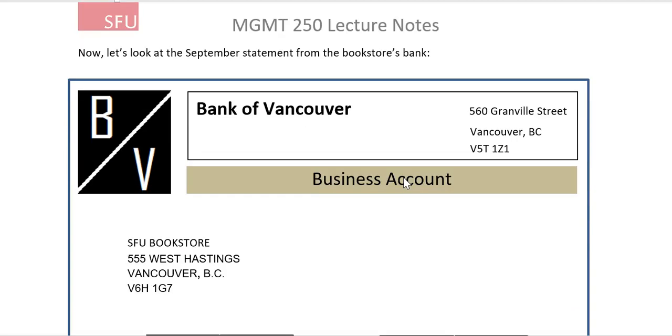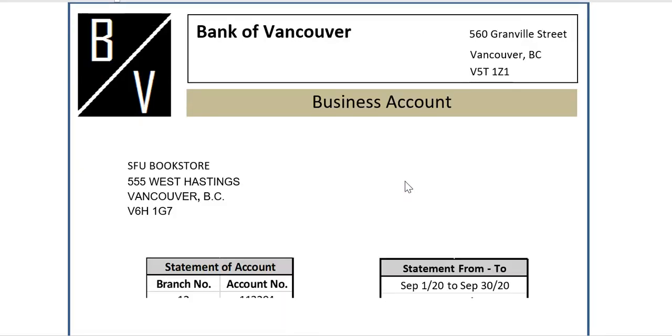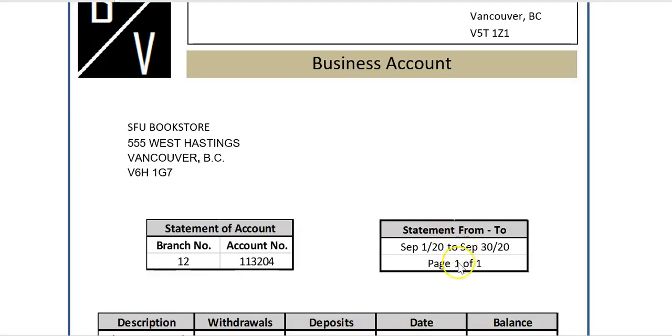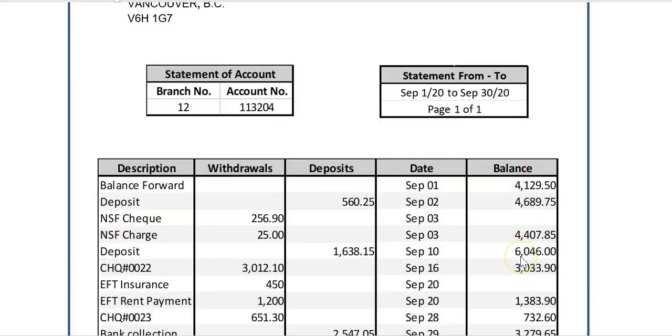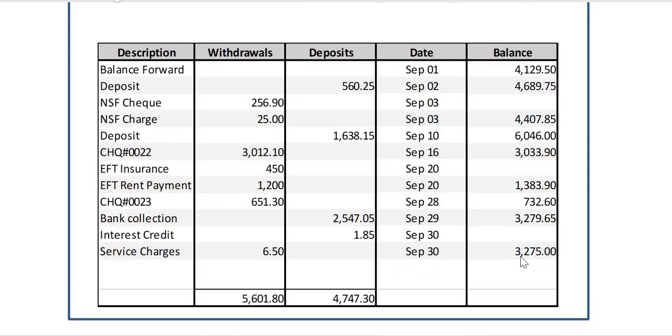Now, as mentioned, we need a second half of data, and that will come from the bank statement from our bank. So the SFU bookstore has a bank account at the Bank of Vancouver, and we have a statement from September 1st to September 30th, and this is the data given us by the bank.